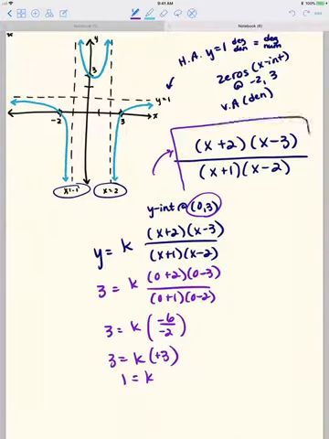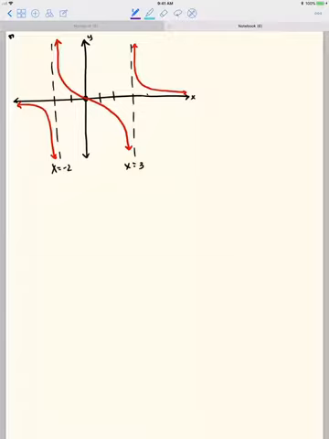So the function for this equation is just x plus 2 times x minus 3 over x plus 1 times x minus 2. There's nothing really else to add or multiply to the front of that. Okay. Here is another one.